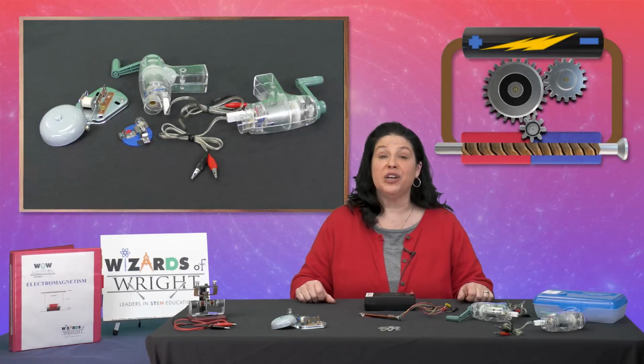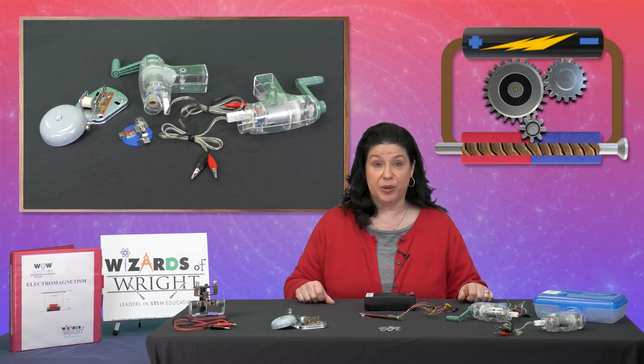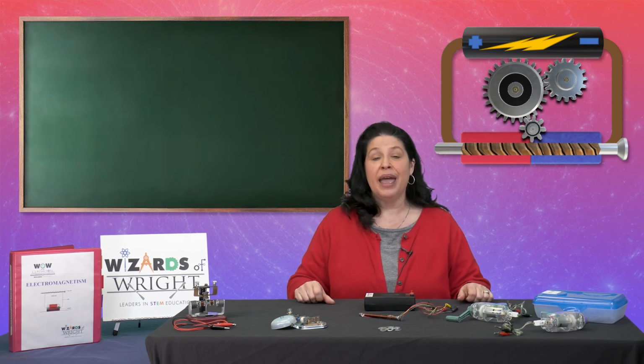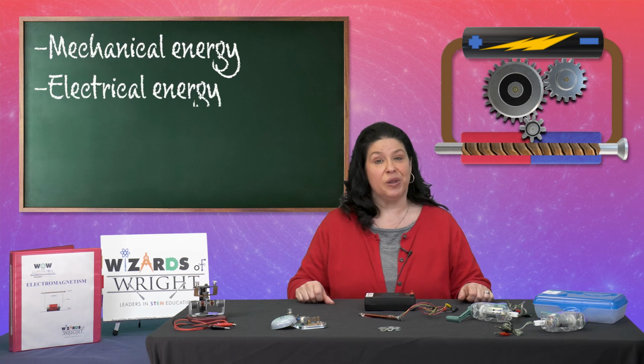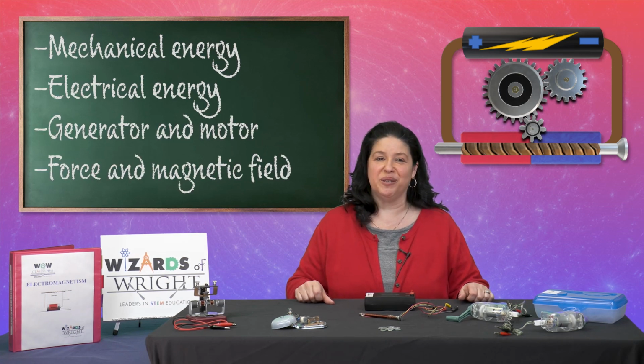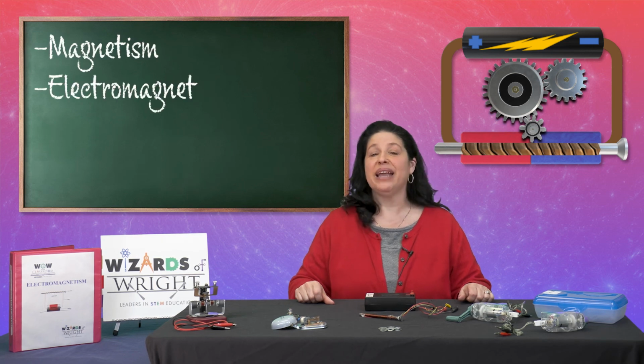Teachers, after collecting all of the materials, take this opportunity to review the vocabulary words we began this lesson with: mechanical energy and electrical energy, generator and motor, force, and magnetic field. And we can now add magnetism and electromagnet to our list.